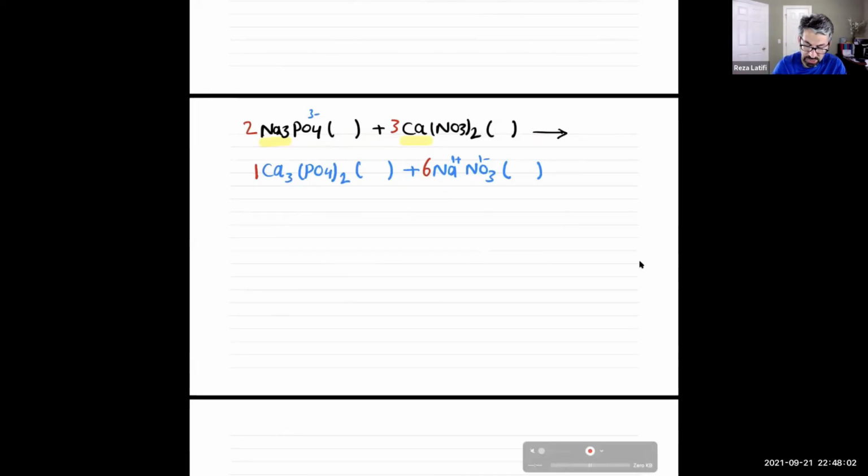Last thing I need to write is the state of each compound, whether they are soluble or not. First compound, sodium phosphate, will be soluble because of sodium. Sodium is group 1, so it makes it soluble. You say aqueous. Next, calcium nitrate. Nitrate makes the compound soluble. Rule number 2 says if you pair anything with nitrate, it will be soluble. You say aqueous. We have sodium nitrate; because of sodium and nitrate, it will be soluble, so you say aqueous.